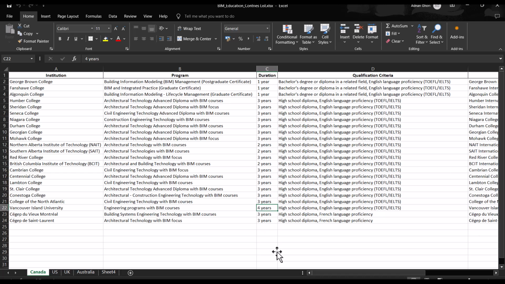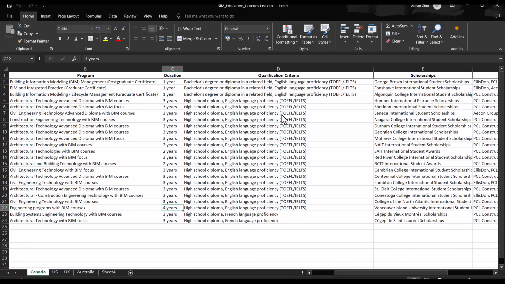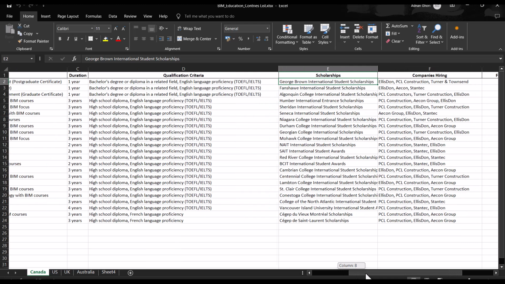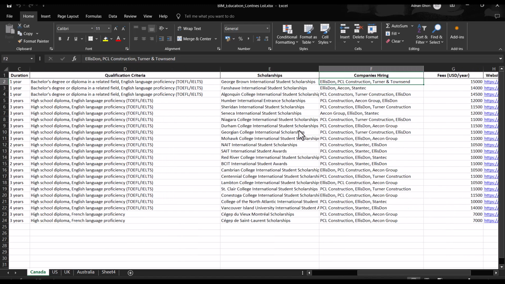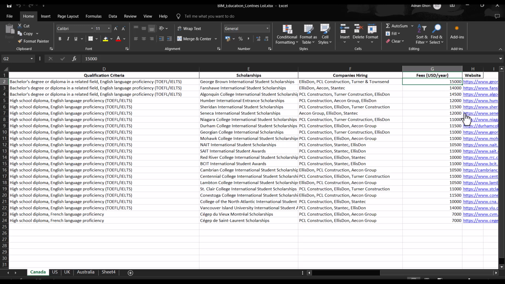The duration has also been mentioned over here, and ahead you can see the qualification criteria. These courses require TOEFL or IELTS. Then you can see the scholarship, for example the George Brown International Student Scholarship, and which companies are hiring: Alice Dawn PLC, PCL Construction, Turner and Townsend. Then ultimately the fees per year: this fee is for 1 year, like 15,000 US dollars for a year, 14,000 US dollars for a year. Some of the universities might have 7,000 US dollars for a year.